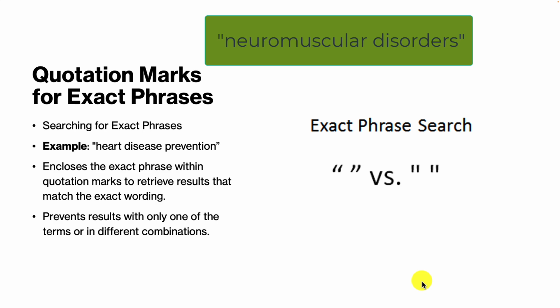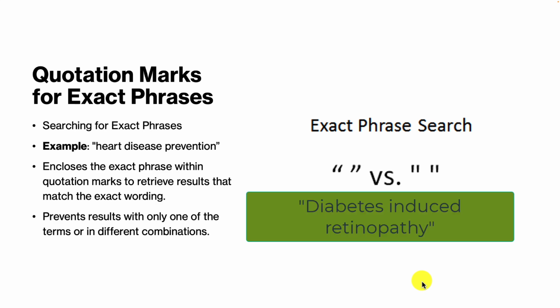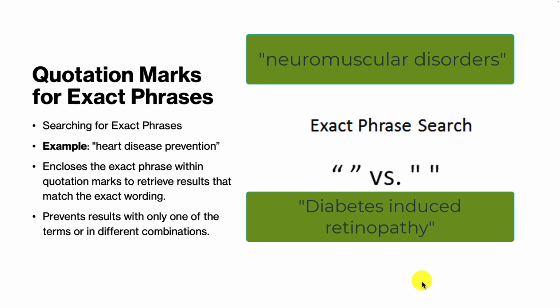Diabetes-induced retinopathy, right? That is an exact phrase. I would put that into quotation marks because it's an exact phrase. This will allow the search engine to look for those specific words. So you're telling it to find these words in that sequence, in a cluster of words, in that order without any variations. So when you're looking for exact phrases, the more technical the phrases, such as neuromuscular disorders, the fewer papers you're going to find.